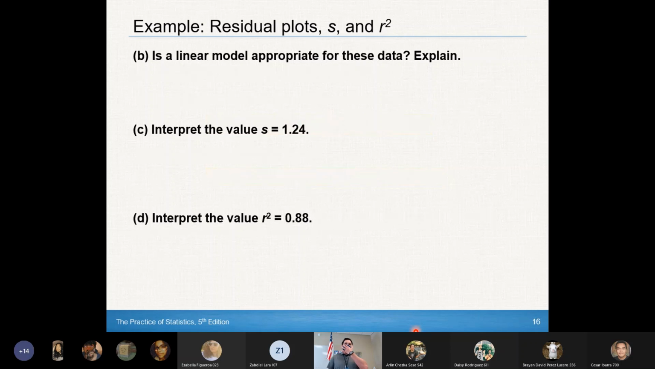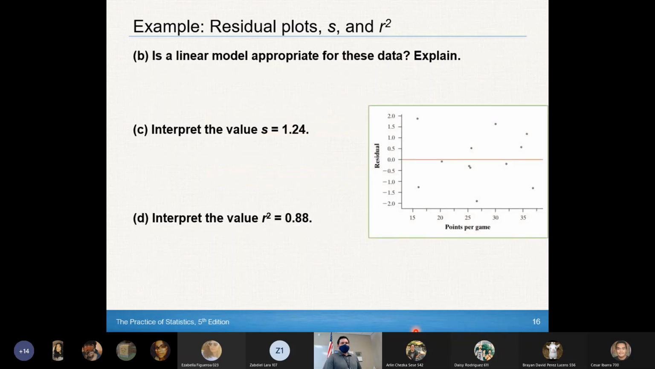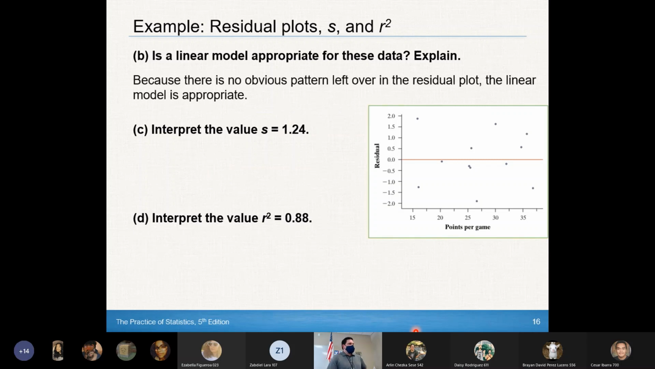Now, is a linear model appropriate for these data? Explain. Here's our residual plot. Because there is no obvious pattern left over in the residual plot, the linear model is appropriate. If we were to see an obvious pattern, like a curve, the linear model may not be appropriate.